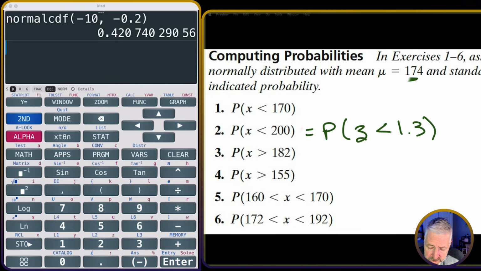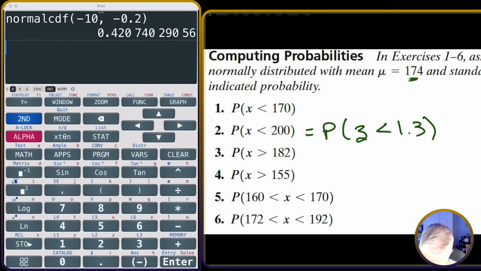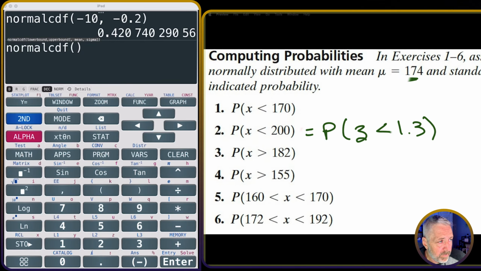So I'm going to hit clear, second, vars. The second didn't take. Second, vars, there we go. Normal CDF. And this is what it should look like on your screen. We're only working with 2 numbers here. I try to keep it simple. The area between this z-score on the left-hand side of this normal as you're looking at it, and the z-score on the right-hand side, the far right-hand. In this case, once again, we're going to go negative 10, comma, and we got 1.3.